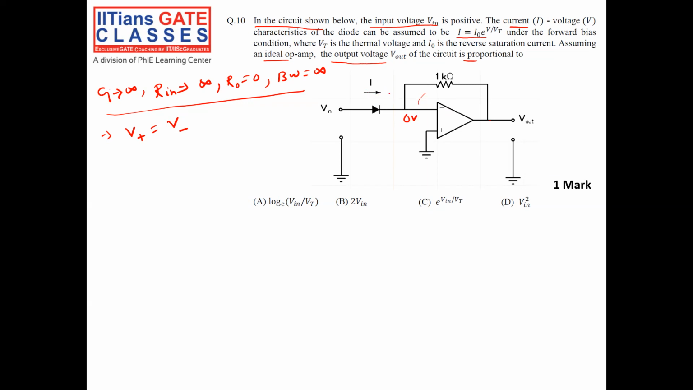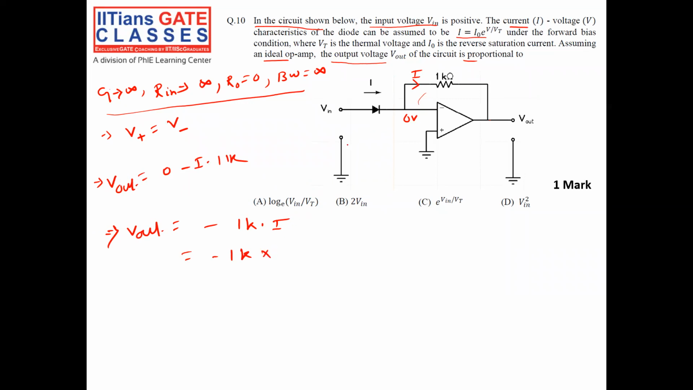Now the current is I. Since it is an ideal op-amp, there is no current into the negative terminal. All of the current will pass through this 1K resistor. So now applying a simple KVL, what is V out? V out is equal to 0 minus I into 1K. This implies V out is equal to minus 1K into I.